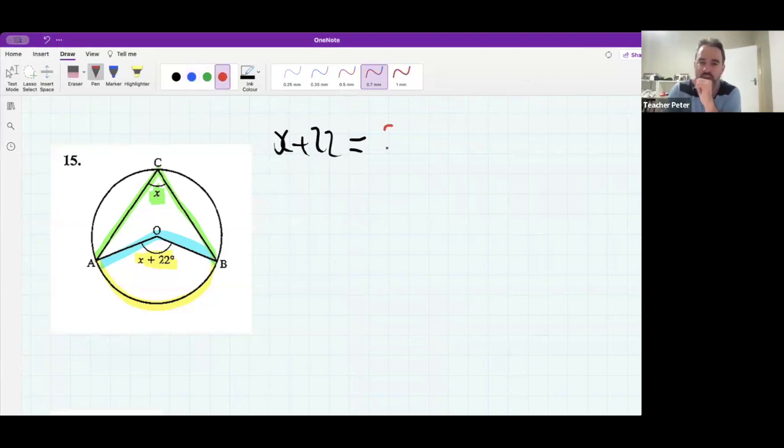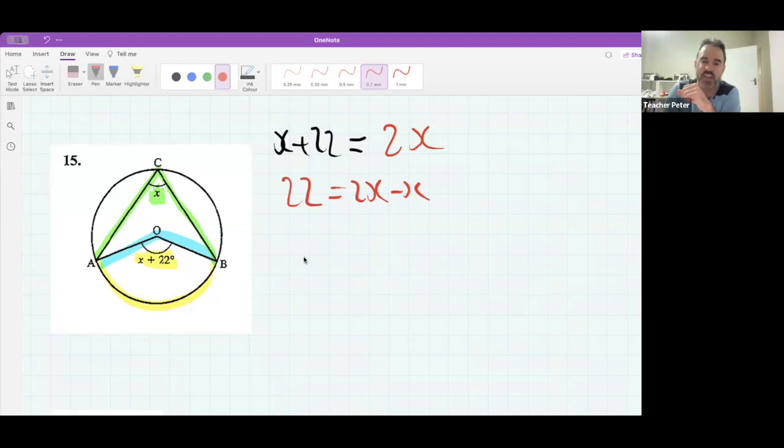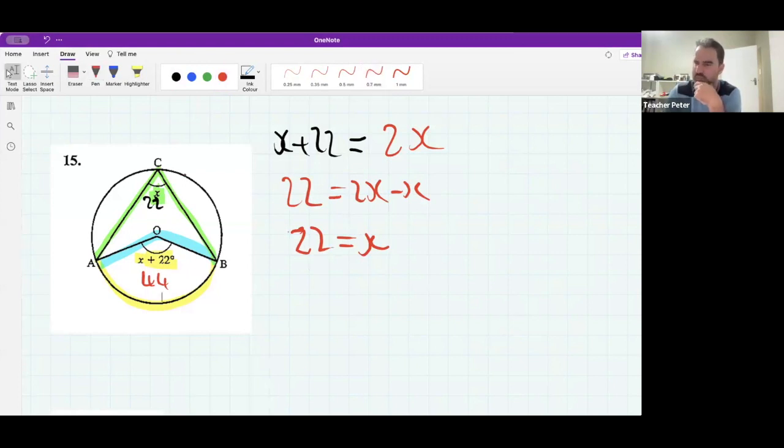If I double this, I get 2x. So now, if I know x plus 22 is 2x, I'm going to leave the 22 there, and I'm going to go 2x minus x, and then I'm going to say, well, actually then x is 22. And that makes sense because if this is 22, this one over here would be 22 plus 22, which is 44, which is double the size of the angle. So that was a bit of a sneaky one, but I think you all kind of get it now. Maybe you don't get it perfectly, but you get the basic idea.